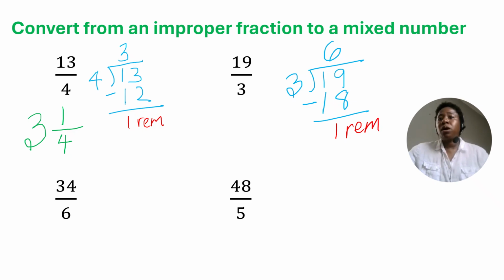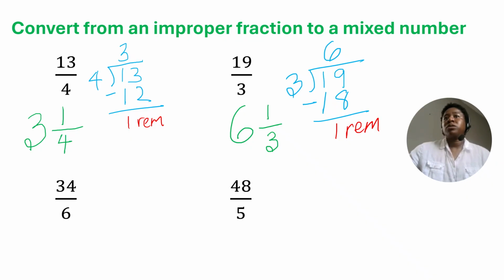The whole number component of the mixed number is the number of times we can get the denominator from the numerator. So that will be here 6. Again, the denominator remains unchanged, so it will still be 3. And the remainder is the new numerator. So 19 over 3, represented as a mixed number, is 6 1/3.